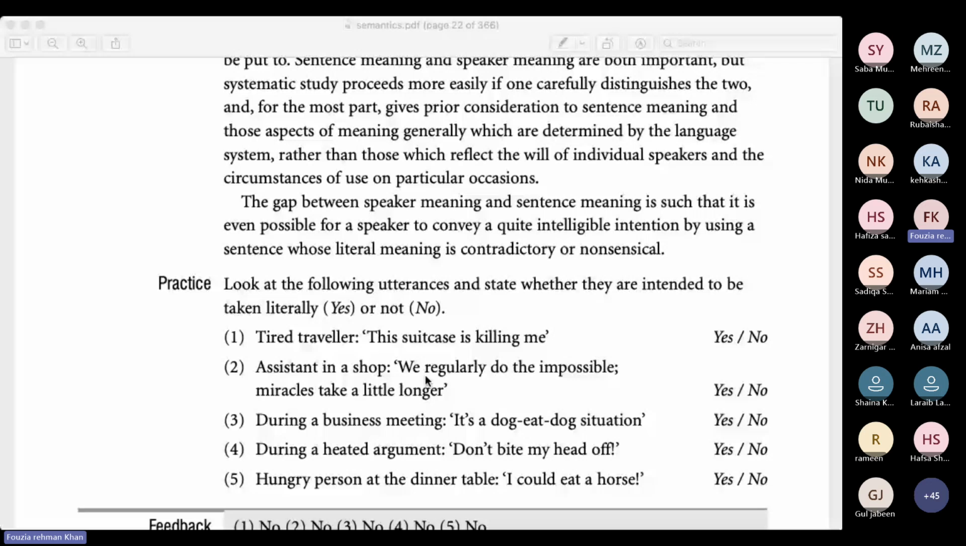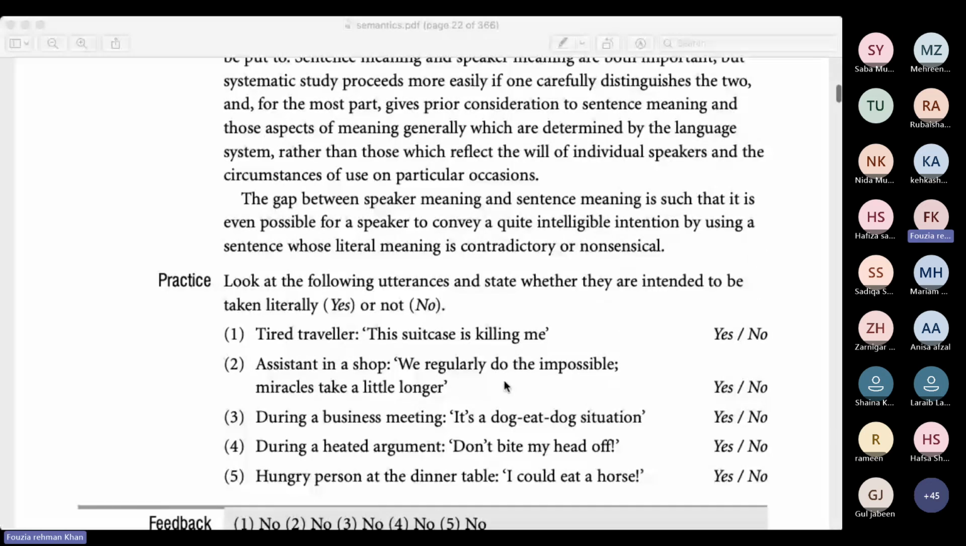Assistant in a shop: we regularly do the impossible, miracles take a little longer. Okay, so he's only boasting that they do impossible things. If something is impossible, how can this be done? But the assistant claims that they do the impossible. Okay, so the intended meaning and the literal meaning are different. Answer is no. During a business meeting, it's a dog eat dog situation. Usually no one has seen a dog eat another dog, right? So it's just describing the kind of competition, maybe.